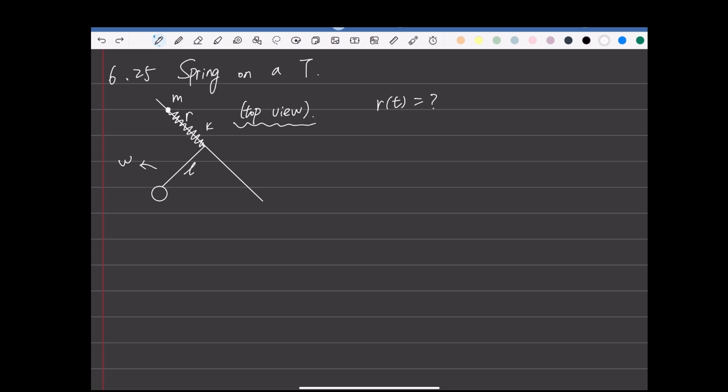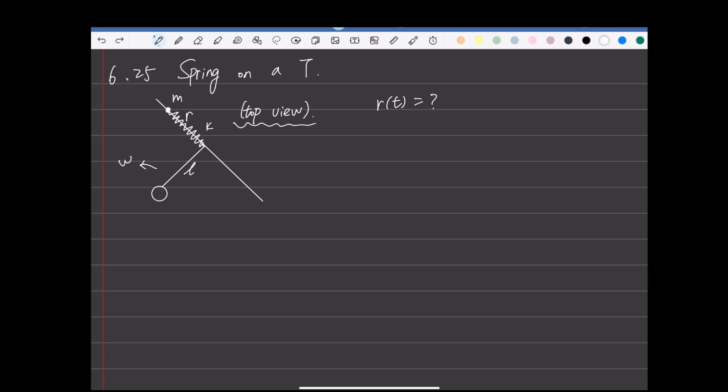And now the question's asking for r of t, so basically the distance of m from this point here. We need to get an expression for that. For this problem, we will utilize Lagrangian mechanics, and so we would need a kinetic energy term. This motion is actually quite complex because it includes rotational motion, oscillatory motions, and translational motion too. So it's actually quite hard to write out the energy term straight away.